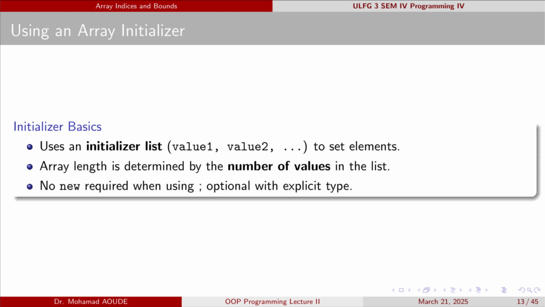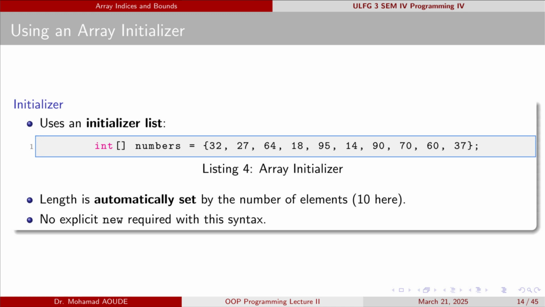Now, instead of manually assigning each element after creation, you can initialize arrays immediately with a list of values. This is called an array initializer. It automatically determines the array size based on the number of values you provide. This technique saves time and makes code cleaner and easier to understand.